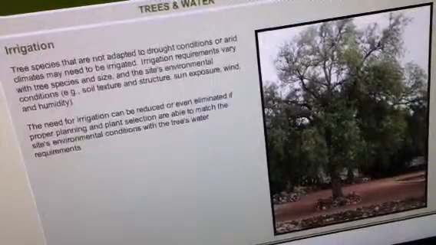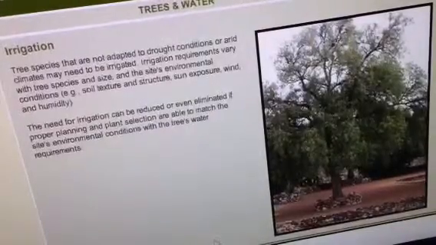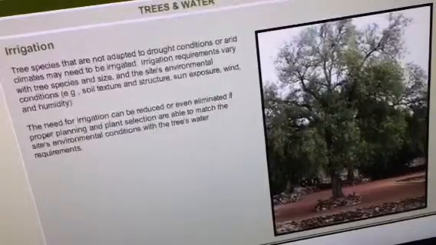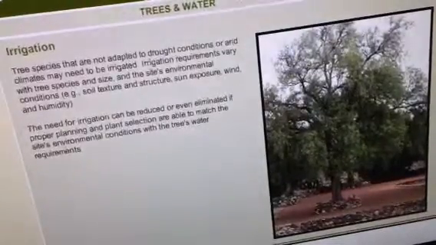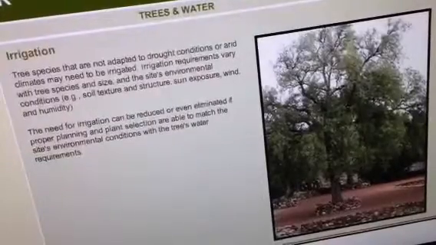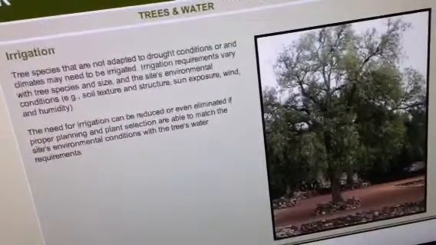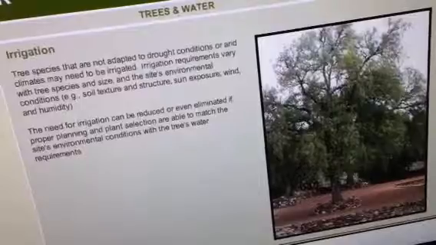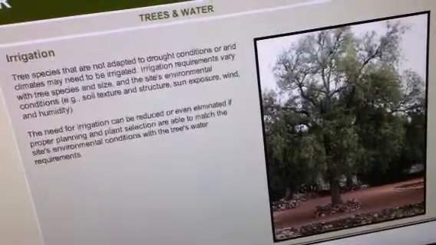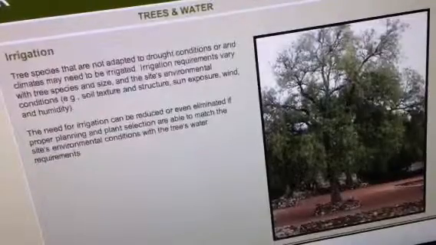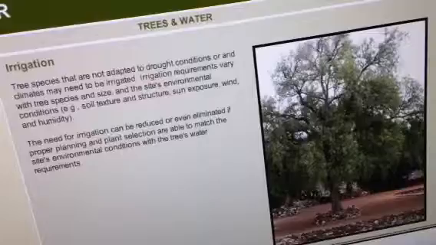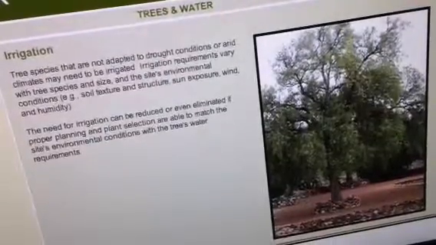Tree species that are not adapted to drought conditions or arid climates may need to be irrigated. Irrigation requirements vary with tree species and size and the site's environmental conditions, that is, soil texture and structure, sun exposure, wind, and humidity. The need for irrigation can be reduced or even eliminated if proper planning and plant selection are able to match the site's environmental conditions with the tree's water requirements.